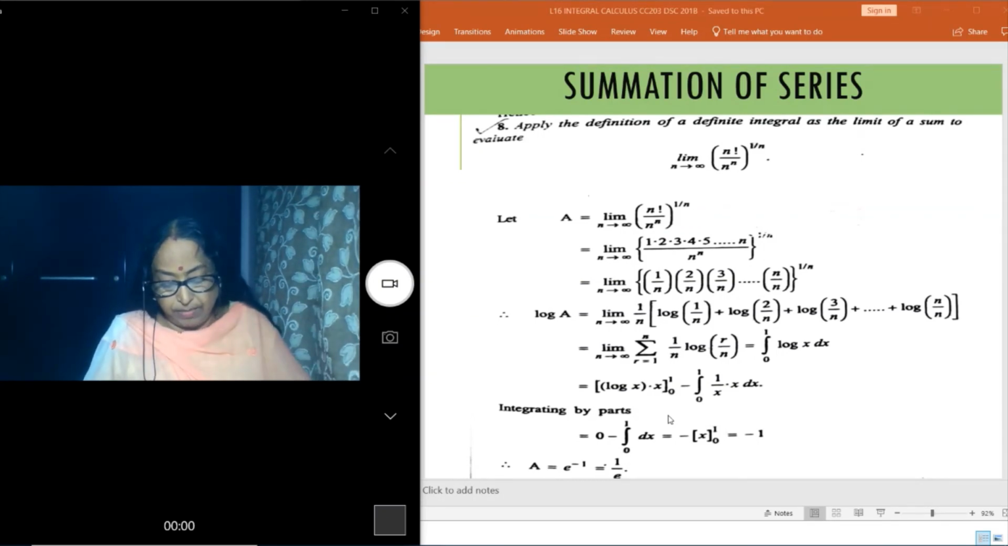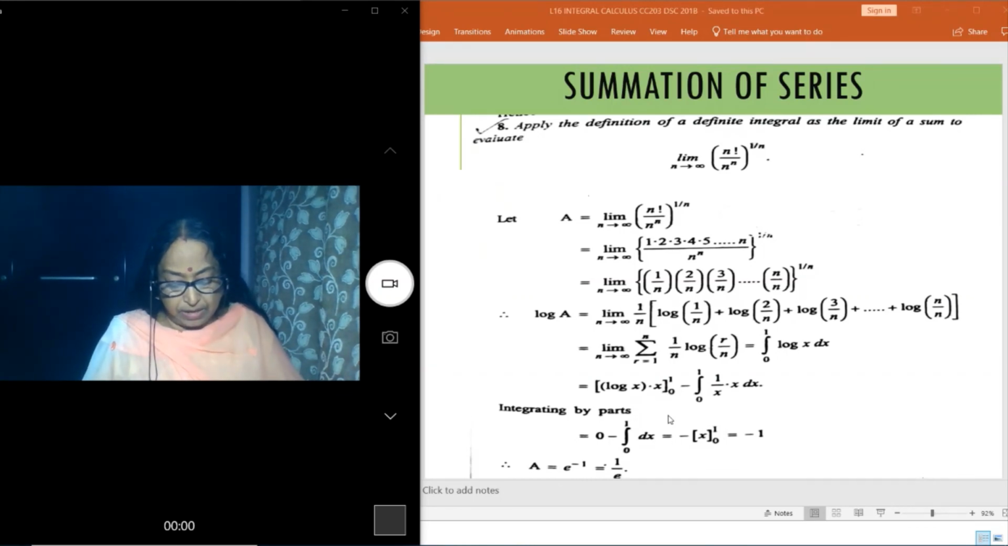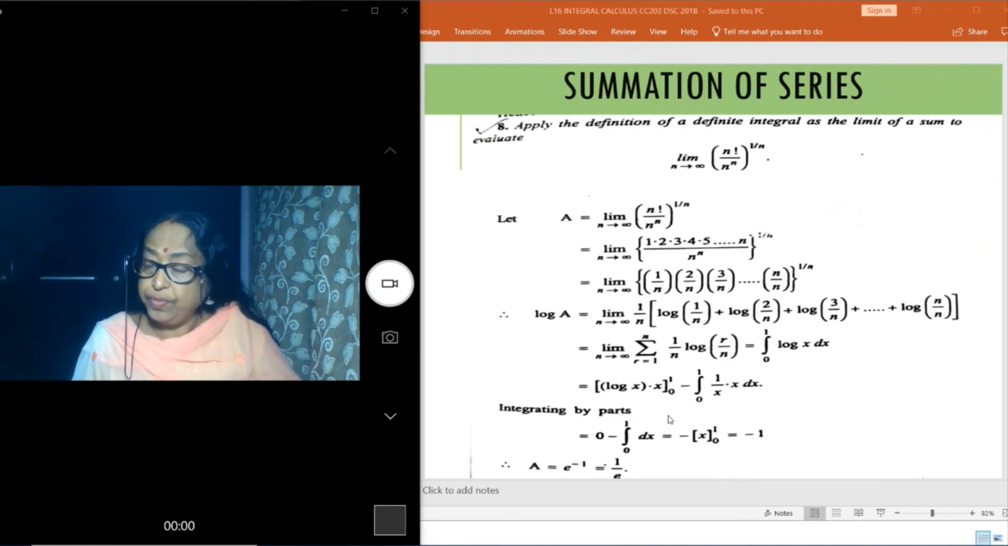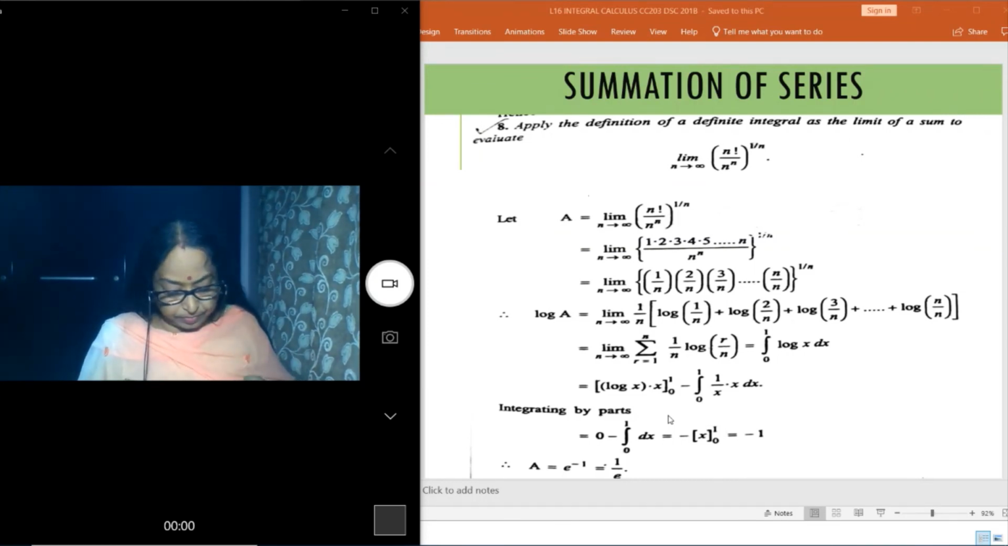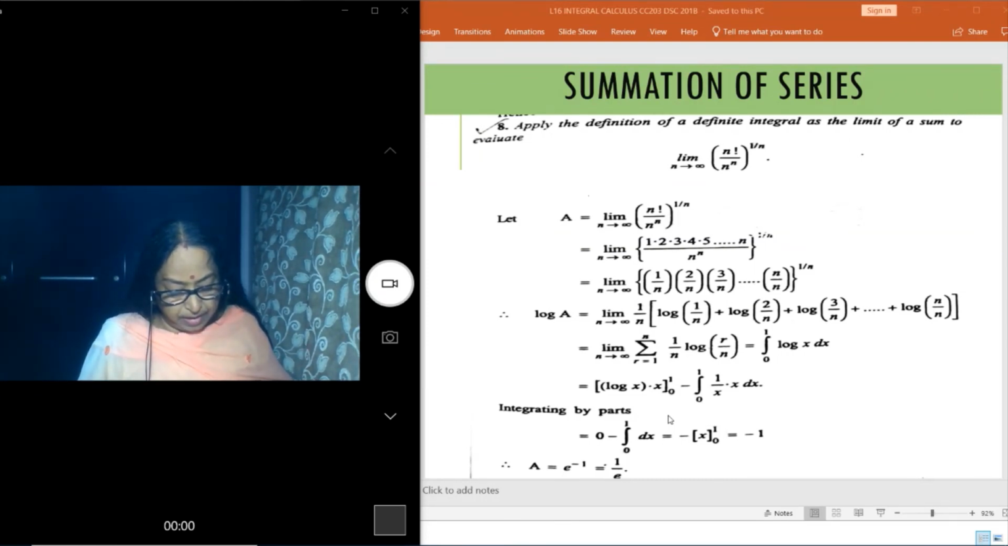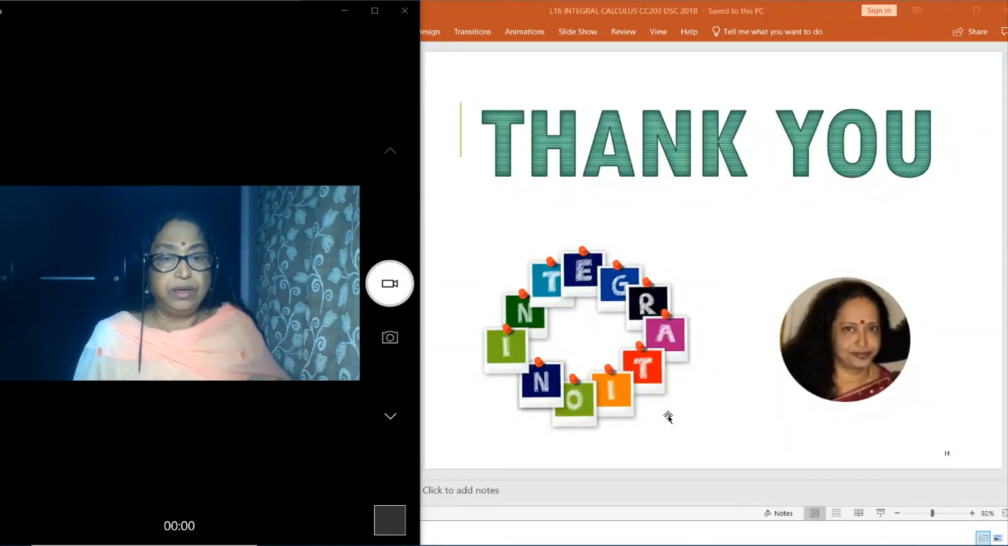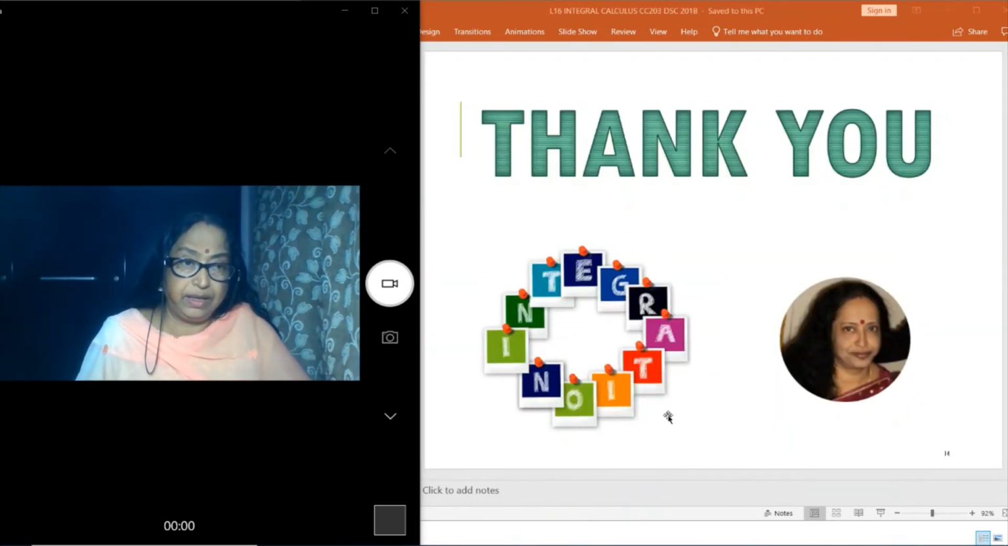Then integrating by parts and putting the values, we get A is equal to 1 by e. So today this much only. Thank you.